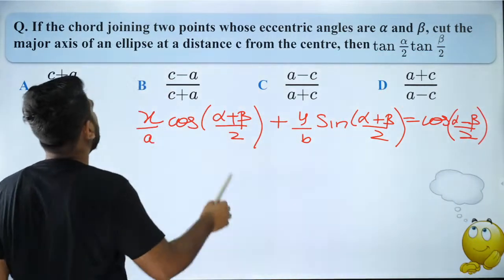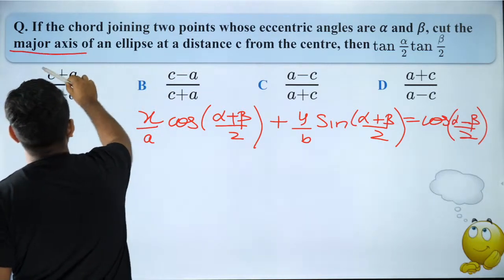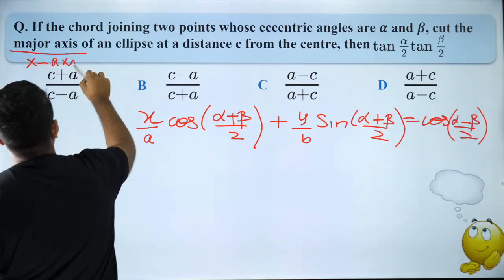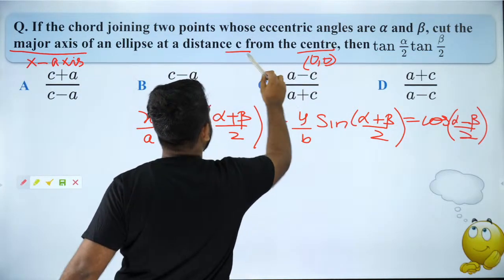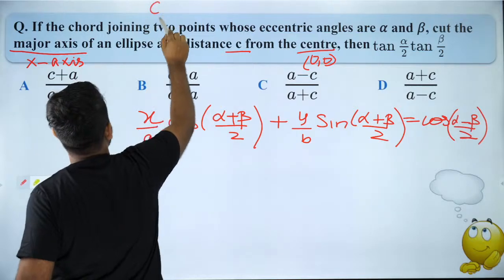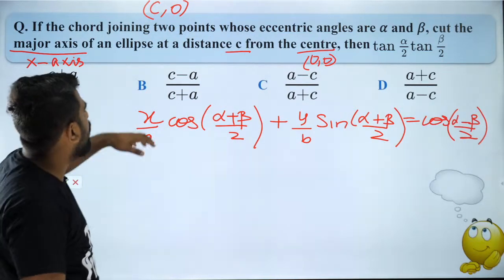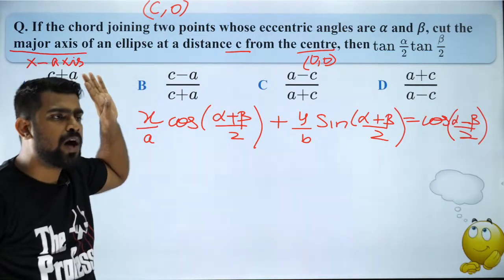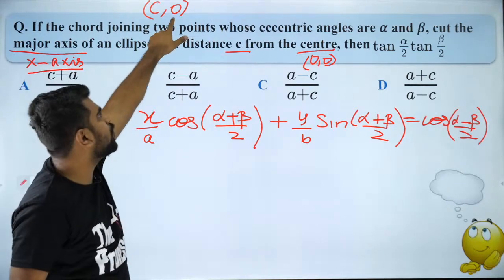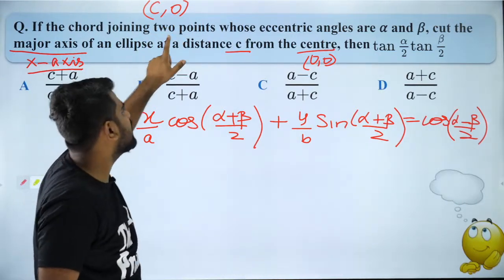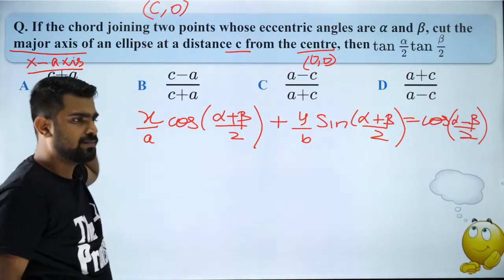And we know that it passes through some point on the major axis. On the major axis means x-axis, which is at a distance of c from the origin. So on the x-axis at a distance of c, can I say the point is c comma 0? Are you all okay with that? Because it is lying on the x-axis, so the y-coordinate should be 0, and it is at a distance of c from the center, so the x-coordinate should be c.